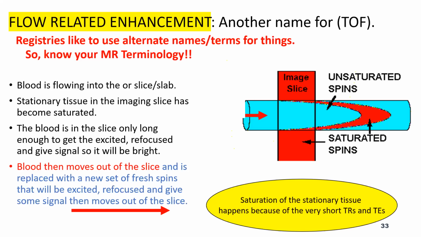I really like this slide that I've got here because it shows the spins very nicely. So you got the imaging slice that's being hit constantly with RF, and blood flows in, gives it signal, goes away. New blood comes in, gives it signal, goes away, and on and on. Okay, then when we're done with that slice, we move on to the next one. So you have dark background tissue, bright blood vessels.